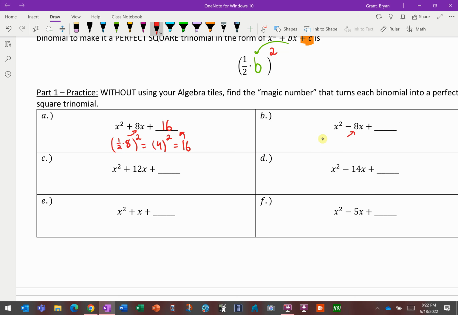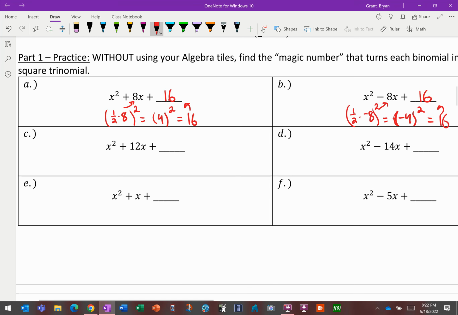Now it's negative 8x, so I just need to do half of negative 8, which is, of course, negative 4. Don't mind that extra negative there. And then we need to square the result. A negative times a negative, though, brings us back to a positive, which is why when we complete the square to make a perfect square trinomial, it is always adding at the end.